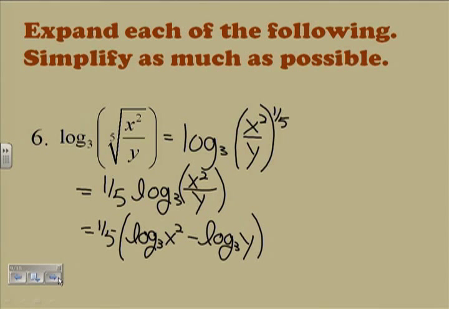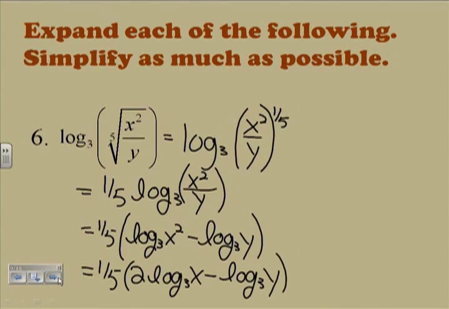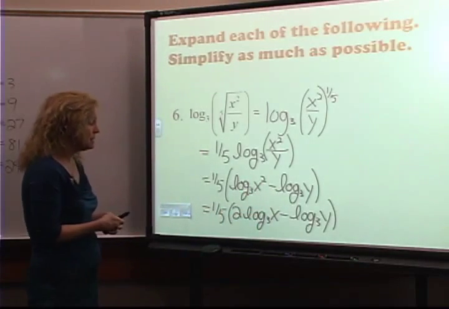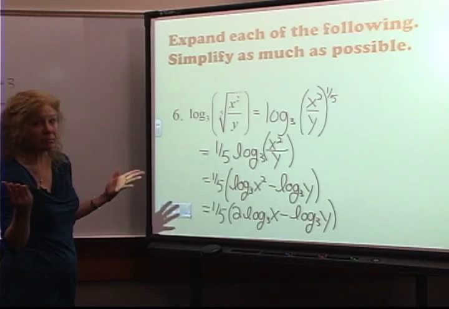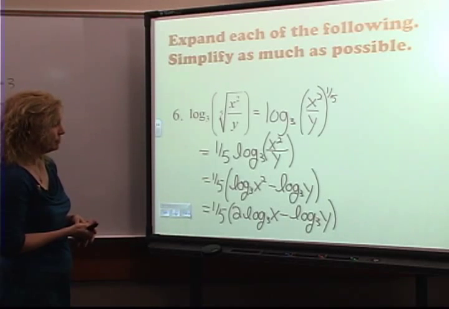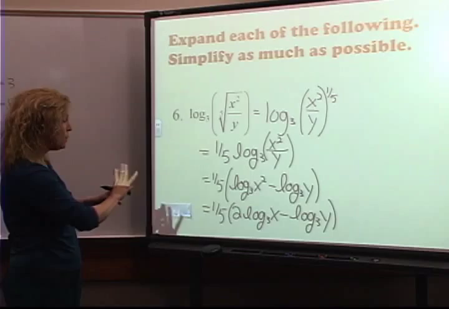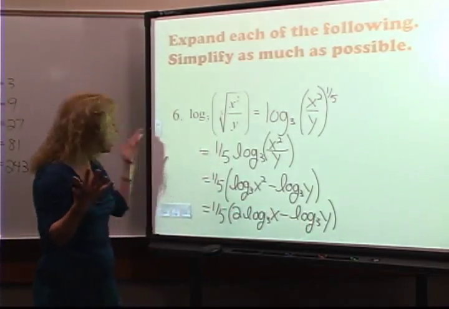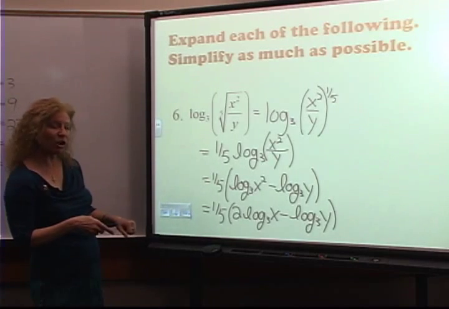The last thing to do is to bring that 2 down, and I would leave it like this. I would say 1/5 times 2 log base 3 of x minus log base 3 of y. Now, granted, if I distribute the 1/5 through, I can get rid of the parentheses, and you might like it better that way. That's fine. But I do have it all expanded, and because these are base 3 and I have x's and y's, I'm done on the simplifying front. Okay?